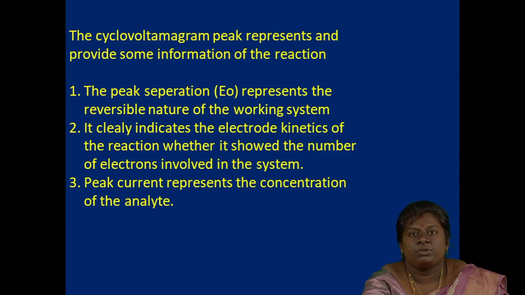The first is the most basic information about the redox behavior of the electrode, and the second, importantly, is the electrode kinetics of the system. It calculates the number of electrons involved in the system, and the third one is that the peak current represents the concentration of the electrolyte. The peak separation represents how reversible, non-reversible or quasi-reversible the system is. The number of electrons involved in the reaction, whether it may be 1 or 2 or half, is calculated using this cyclic voltammetric graph.